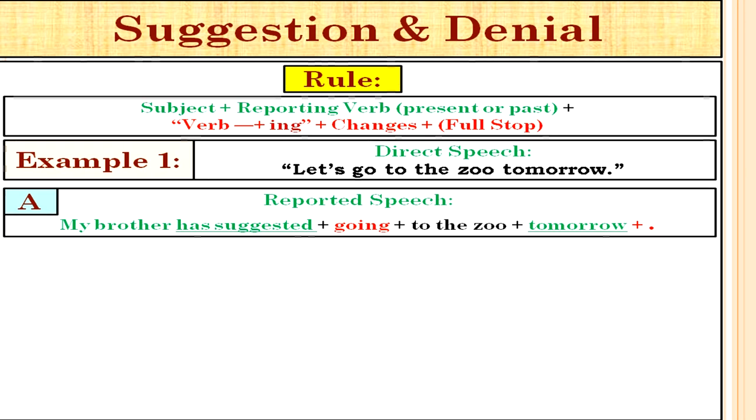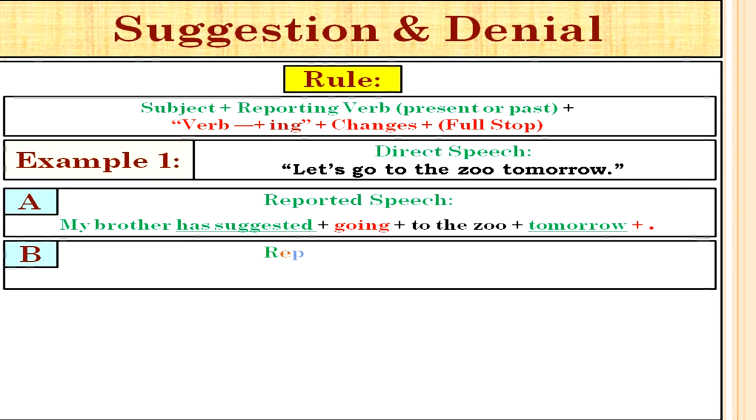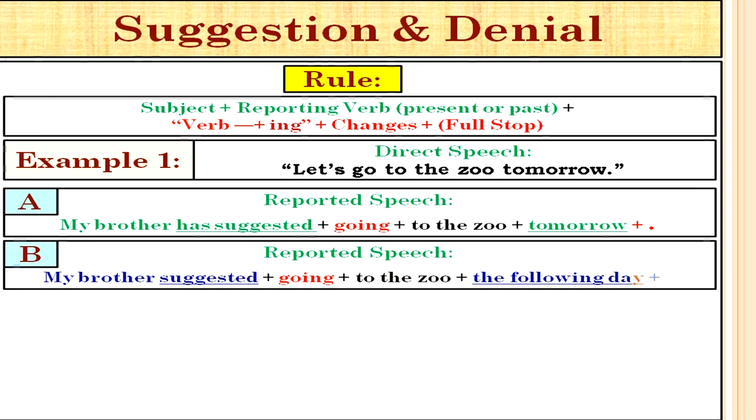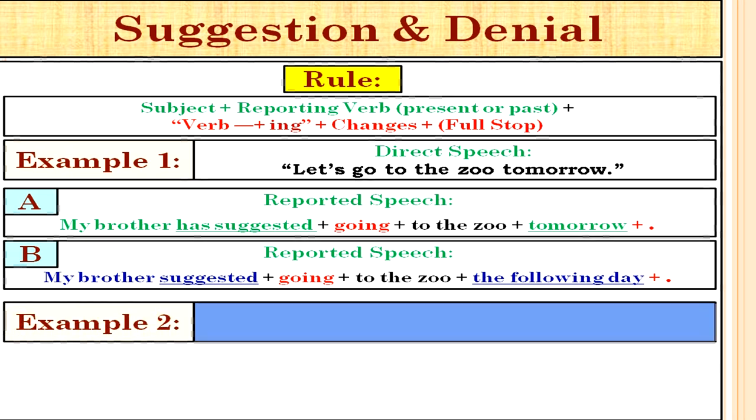In the second case, we have the reporting verb suggested in the past tense. My brother suggested, again, plus the verb plus ing, going, plus to the zoo. And we have the adverb tomorrow. Here we need to change it. It becomes the following day because the reporting verb is in the past tense. And then full stop. In example number 2, we have the sentence, I didn't break the vase.